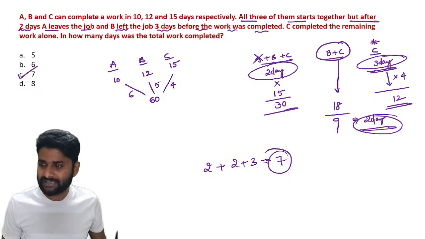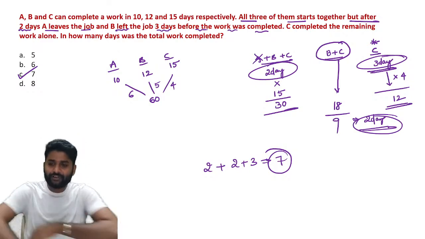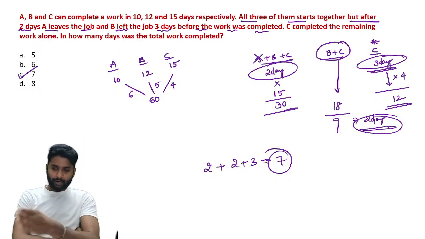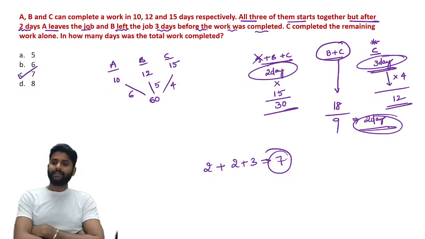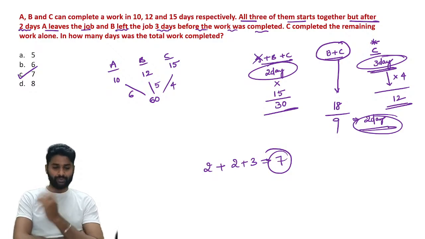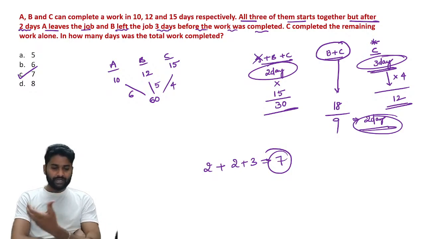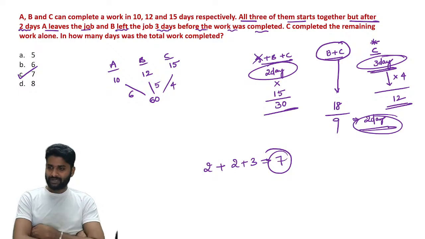Understand, guys? First, all are together, they work for 2 days. So definitely they will complete a certain number of units. According to their efficiency, out of 60, in 2 days they will complete 30 units. So A left the work, now BC are in the work. But according to the data, we are not sure how many days BC worked.